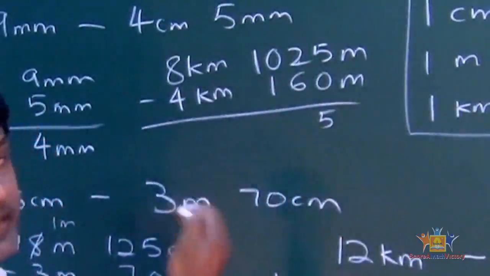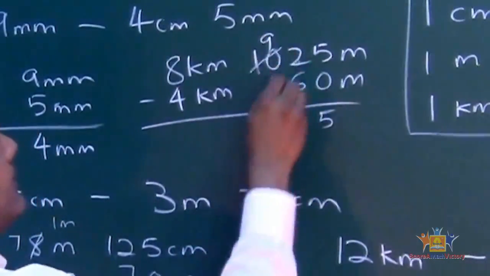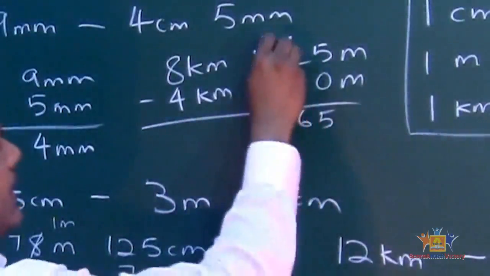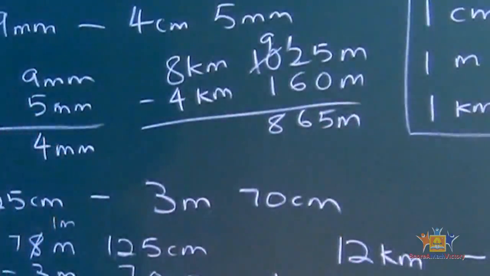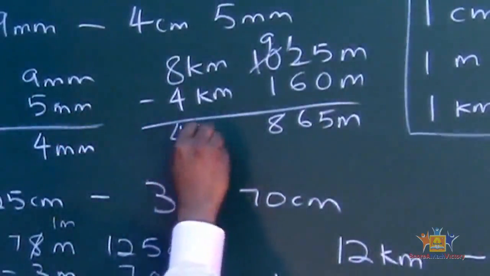2 minus 6, I can't. I borrow from 0. 0, can I borrow from 1? So this one becomes 9, and 2 becomes 12. 12 minus 6 will be 6. 9 minus 1 will be 8. So that gives me 865 meters. 8 minus 4 is 4 kilometers.